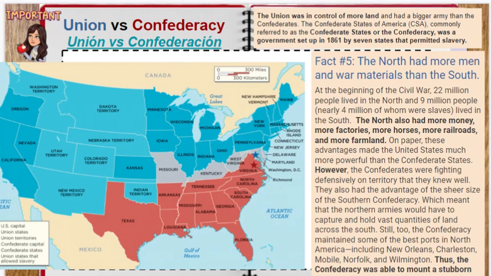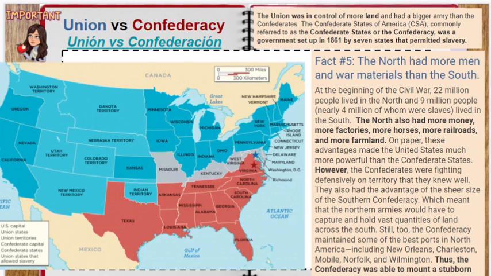When we're looking at this breakdown here, the North thinks that it's going to be a very quick victory, when in fact it will go on for 4 years. The Confederacy was able to mount a stubborn resistance against the Union for 4 long years.